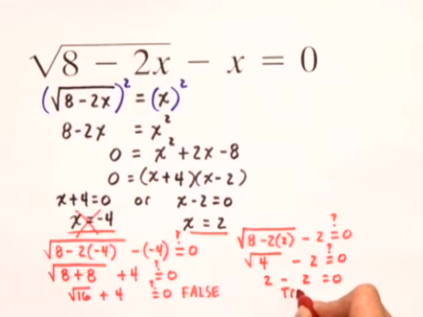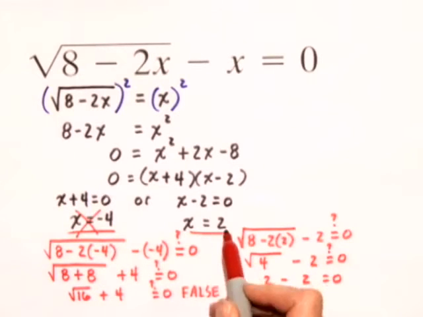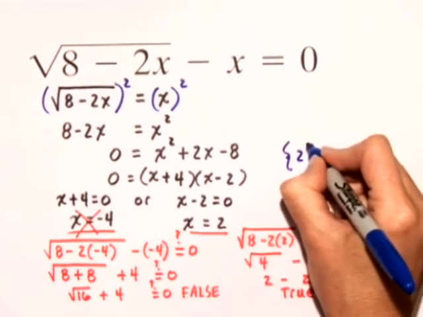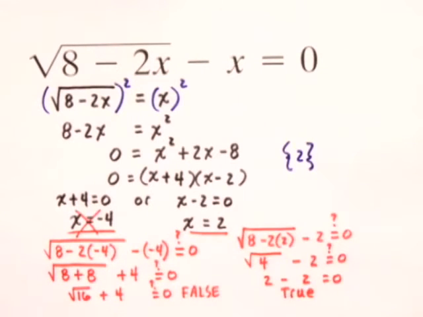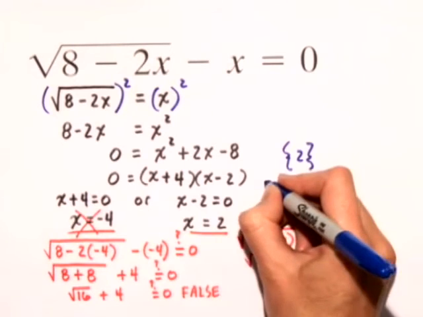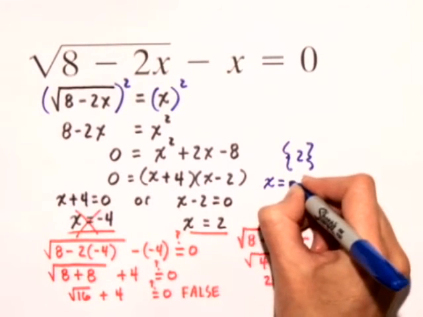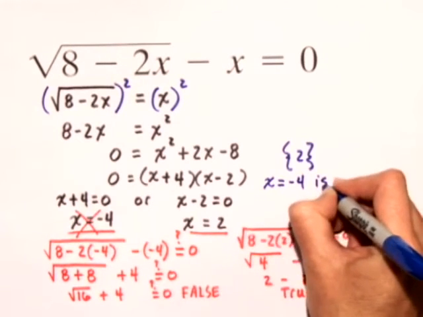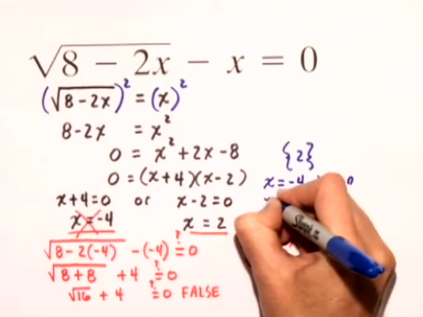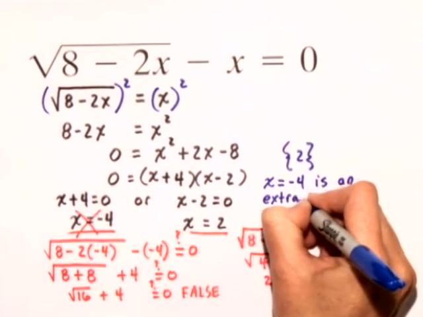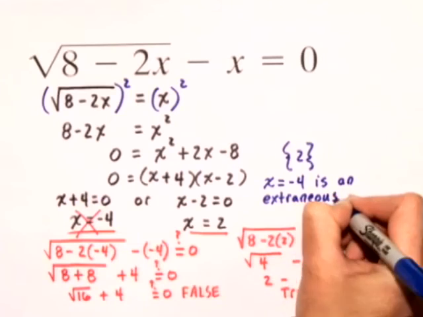That's a true statement. Since this is a true statement, our solution set is x equals 2, and that is the only solution to this equation. And remember, x is equal to negative 4 is an extraneous solution.